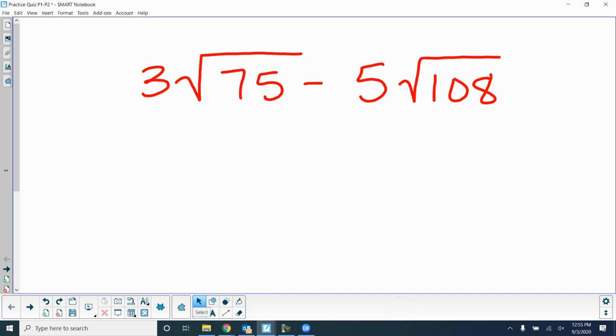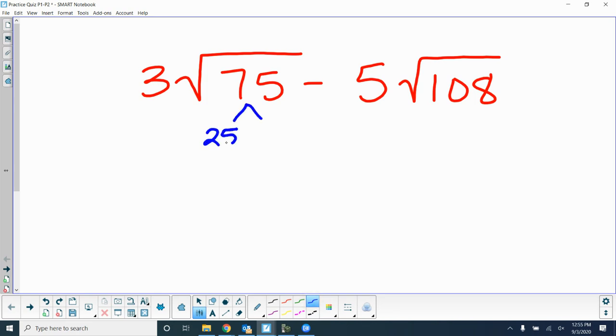Okay, so can I subtract these two radicals? No. And why not? Different radicands, or they're not the same square root, different radicals. So I have to simplify first using my factor trees.